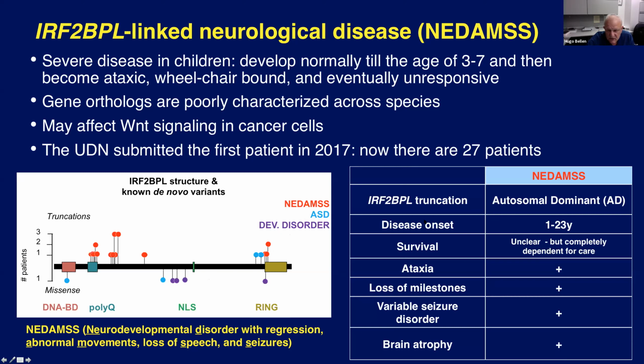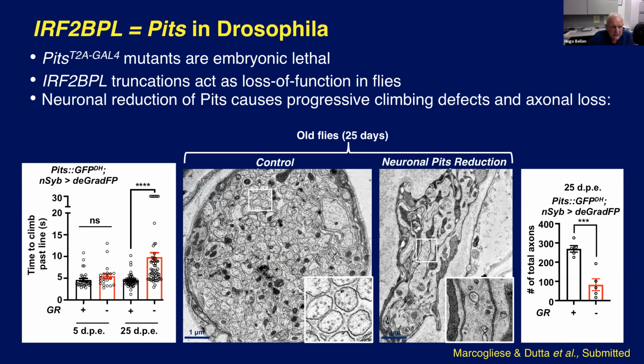The ones in blue, which are much more subtle, cause an autism spectrum disorder, and some of these other more developmental disorders. But the typical NEDMUS phenotype for these de novo mutations that cause a truncation in IRF2BPL: disease onset is typically between 3 and 7, but as late as 23. Survival is unclear, but several have already died. The ataxia is an obvious phenotype early on. There's severe loss of milestones. There are seizures, and there is a very severe brain atrophy, as you've seen in one of the longest living patients. So this is a pretty devastating disease.